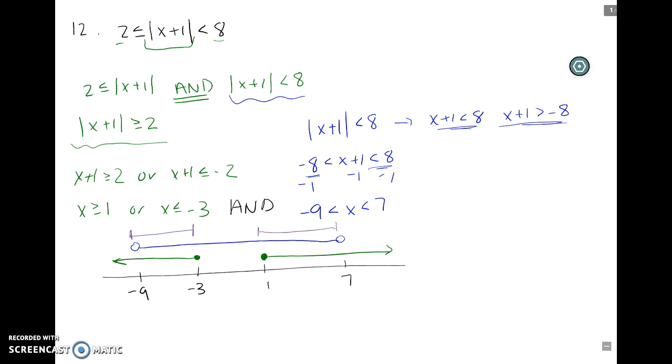So my solution is from negative 9 to negative 3, including negative 3, so we'll put a bracket right there, in union with 1 to 7, not including the 7. Okay, so that is the solution to that one.